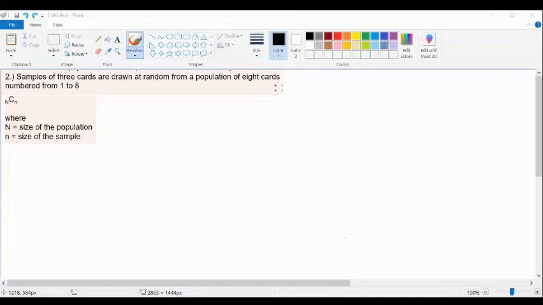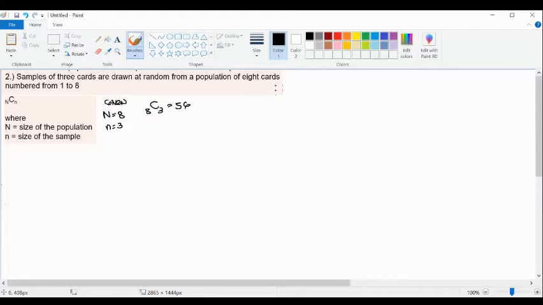So this question will give us a lot of possible outcomes. So we're going to use the combination formula, that is N choose n, where the big N is the size of the population and the small n is the size of the sample. So let's identify the given. Based on the statement, the size of your population is 8 and the size of the sample is 3. If you compute that with the combination formula in your calculator, it will give you an answer of 8 choose 3 equals 56.